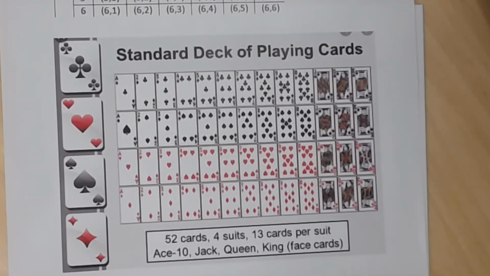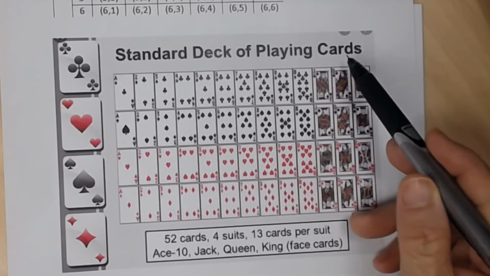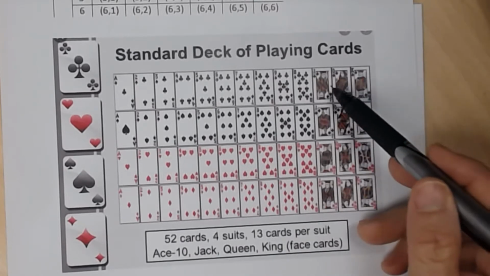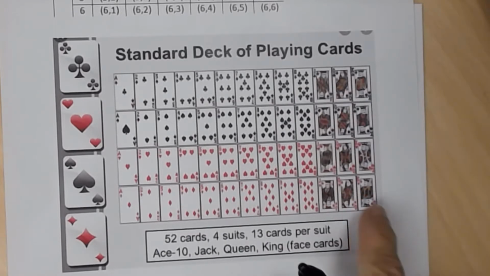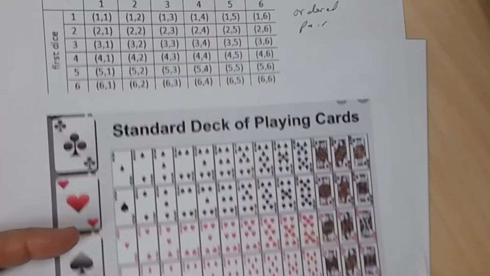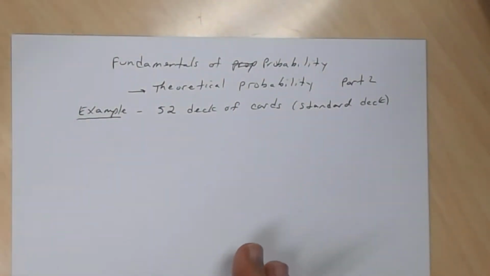Okay, so notice that in each suit there are 13 cards, there are 4 suits, and so you get 52 cards. And notice that the face cards, these are your face cards right here. So the face cards are jack, queen, and king. That's what they mean by face cards. Okay, so using the standard deck, our next example is on the standard deck of playing cards.